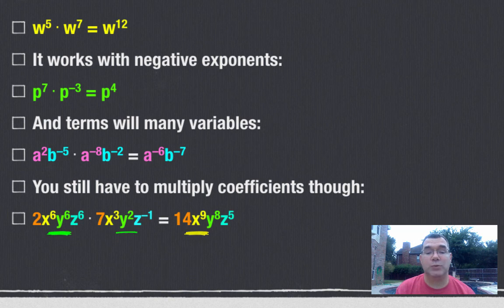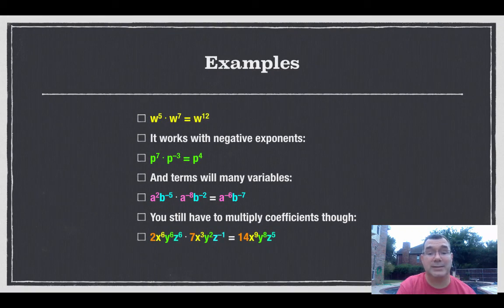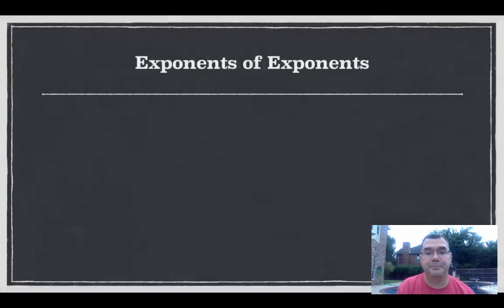Y to the 6 times y squared is going to be y to the 6 plus 2, which is y to the 8. And z to the 6 times z to the negative 1 is going to be z to the 6 plus negative 1, which is z to the 5. So just remember, yes, you add the exponents, but if you have coefficients, you still have to multiply them because this is still multiplication. All right, let's talk about exponents of exponents.